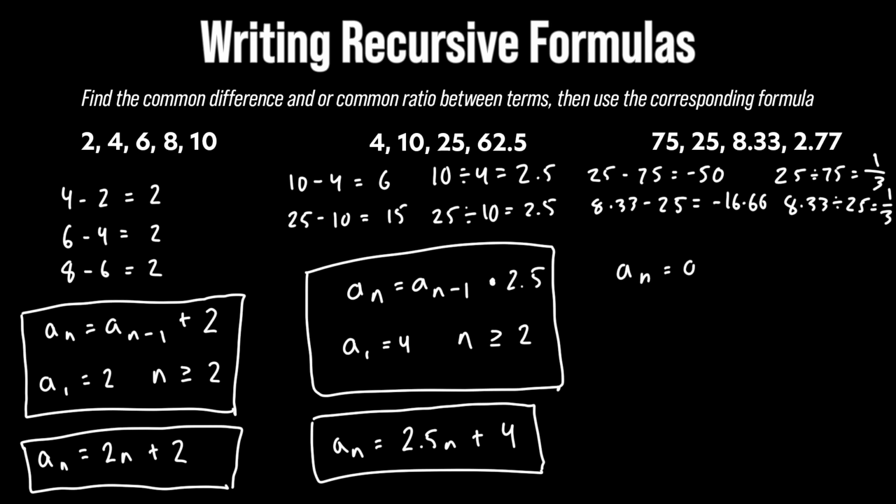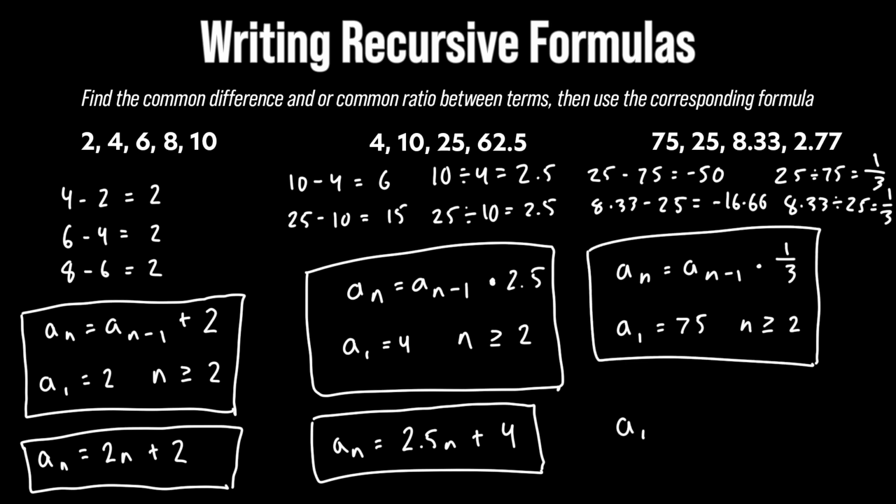So we're going to have a of n is equal to a of n minus 1 times 1/3. A of 1 is equal to 75, and n is going to be greater than or equal to 2. And now for the explicit formula, we have a of n is equal to, we have 1/3 as our common ratio, n plus our starting value of 75.